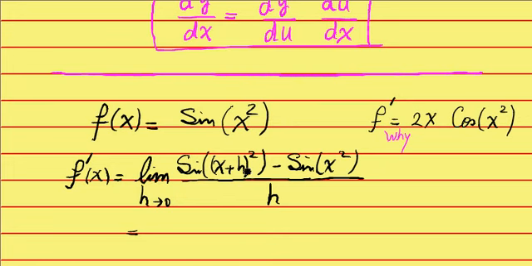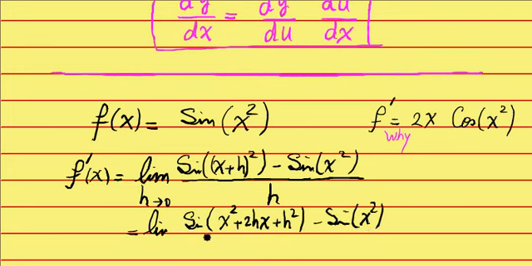Well, let's go ahead and open this thing up a little bit. I write the limit of sine of, well, this is (x squared plus 2hx plus h squared) minus sine of x squared, divided by h.